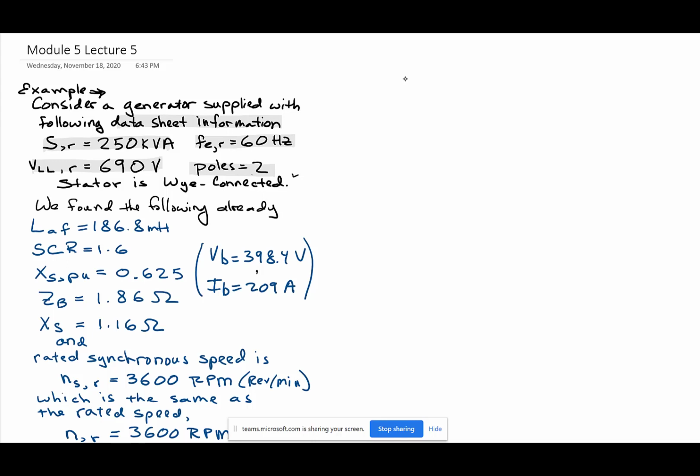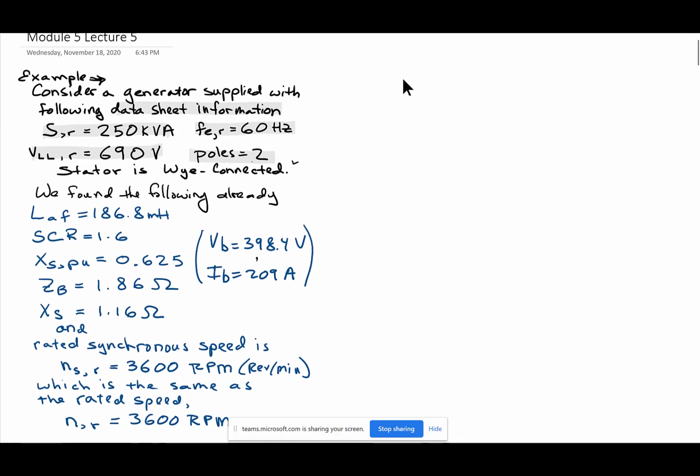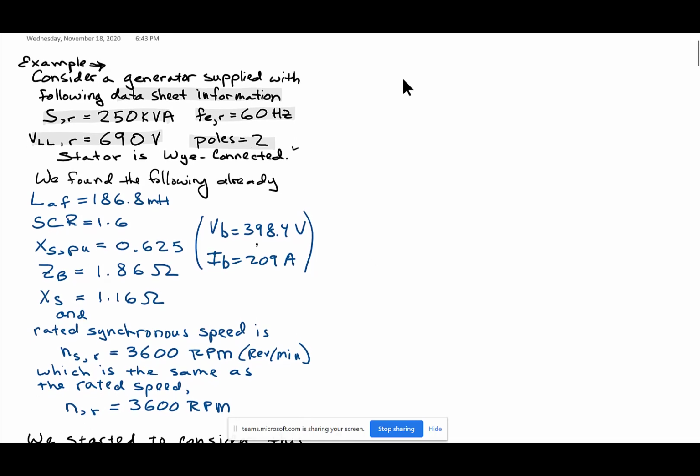So I'm going to just go through this lecture handout, picking up on the example, and we're going to finish up synchronous machine and then go to DC machine. Now this generator example we started in the last lecture.